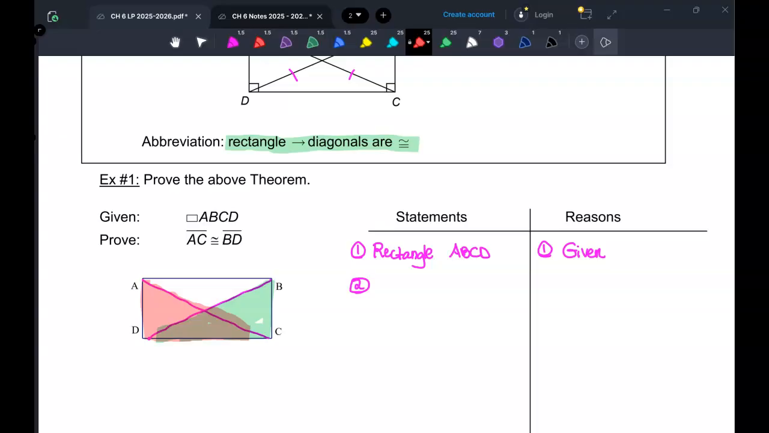Is there going to be a name for this theorem? It's just a proof like on the test? I don't know. There's no name for it, so we just say a rectangle implies. Is there going to be a proof on the test?